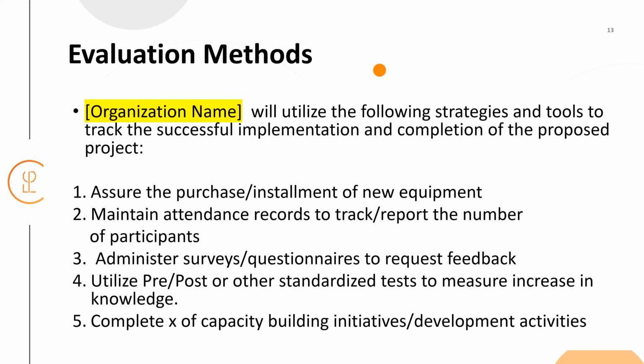One thing that you will notice here is that each one of these bullet points starts with an action word, a verb: assure, maintain, administer, utilize, complete, because it shows you're taking action. It's not just that the purchase of the equipment will be tracked. When you use that passive voice, meaning something's happening and you don't know who's doing it, or there's not really an action verb at the front, donors say, who's going to do this or how's this going to happen? Assure, maintain, administer, utilize, complete.